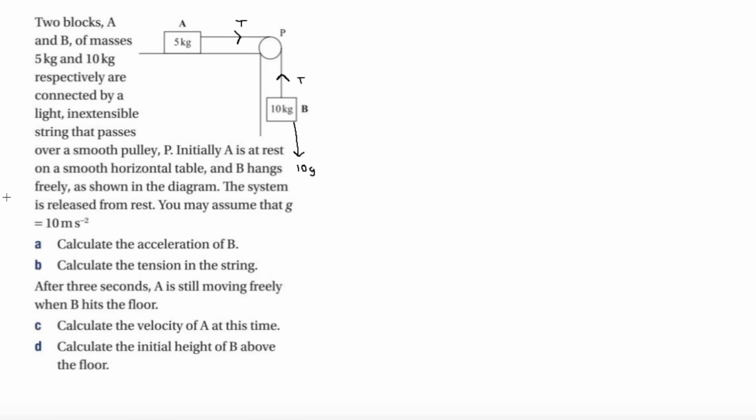So A is asking us to calculate the acceleration of B. Now, in order to calculate the acceleration of B, we're going to have 10G minus T, and that is going to be equal to 10A. But we need to know what T is, and to work out what T is, we don't need an official number here, but we do know that T here is just going to be 5A.